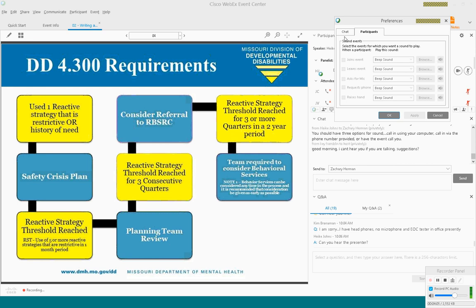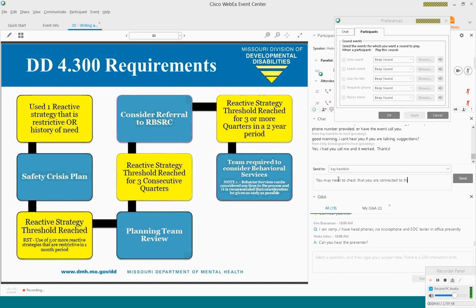So once you have a safety crisis plan, you're moving along. Once you reach the reactive strategy threshold, which is defined in the Directive, and this is different too. This is not the same as it was before. So now we're looking at 5 or more reactive strategies that are also restrictive in a 1-month period. So 5 times you've used a reactive strategy that's also restrictive in a 1-month period. At that point, you have to use that formalized planning team review that's laid out in the Directive as a requirement. This is when you would do that. Now, this isn't the only time you can do that, but this is when you must do it.